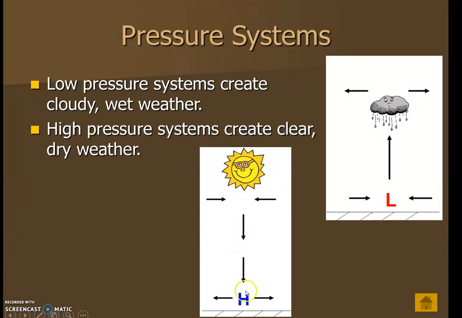High pressure, the air is heavy. H is high pressure, L is low pressure, light. So the low pressure light air rises where the high pressure heavy air sinks. As that air sinks, it warms up and creates clear, dry weather.